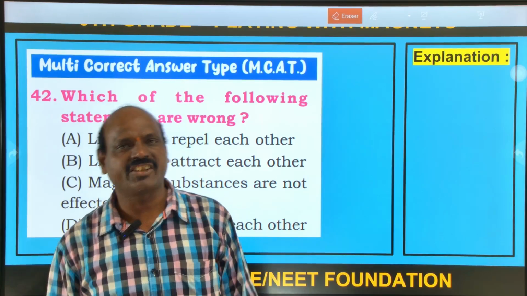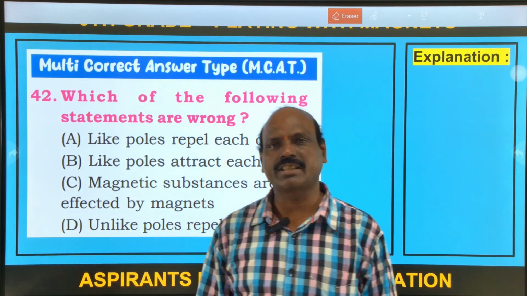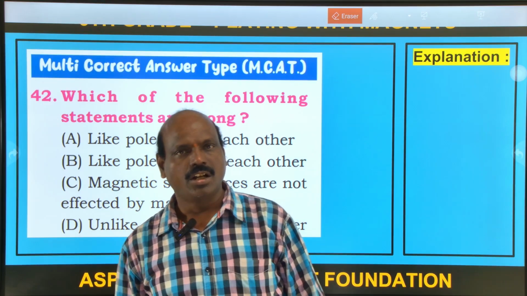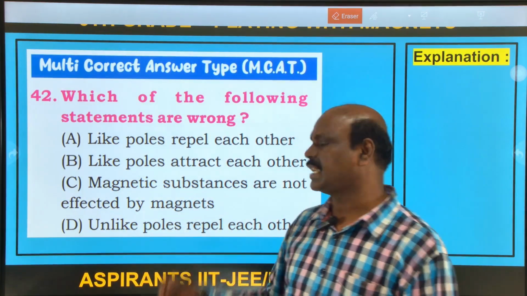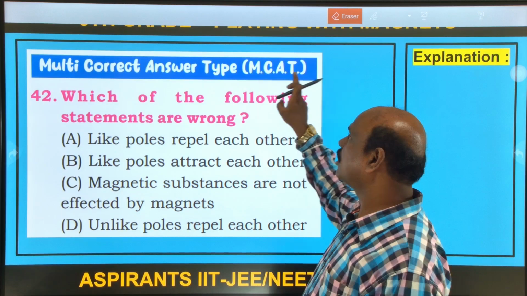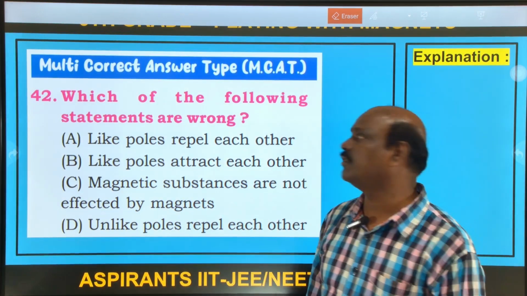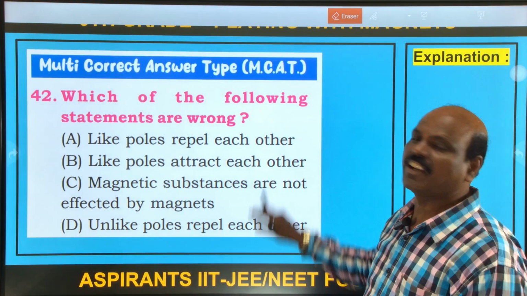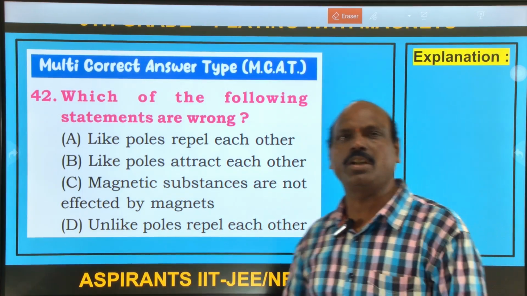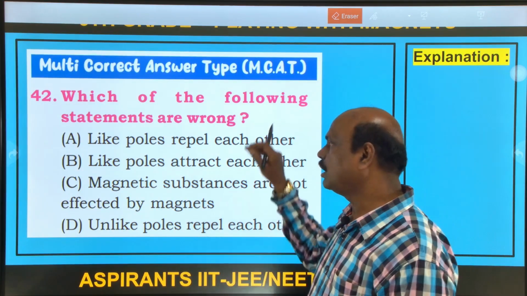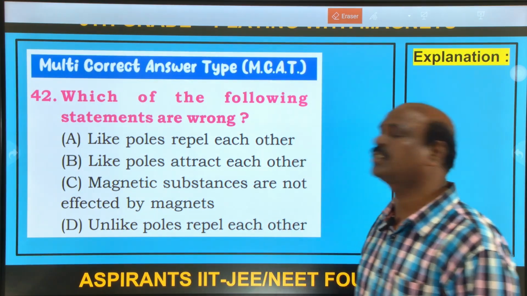Okay, till the previous section we have seen the questions related to playing with magnets which are single correct. Now let us discuss the same topic, playing with magnets, which are multi-correct answer type. So what is the meaning of multi-correct answer type? As you already know, in the given options there may be more than one correct option. So we have to choose all the correct options related to the question.